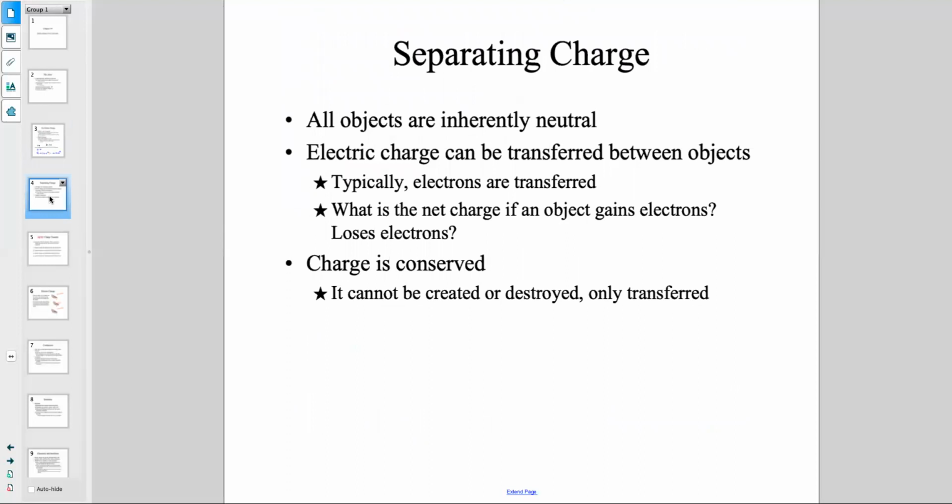Separating charge. All objects are inherently neutral. They do not have positive or negative charge, unless we do something to give them some sort of a charge, either positive or negative. Electric charge can be transferred between objects. Typically, electrons are transferred. Protons do not move, so positive charge or protons will stay.